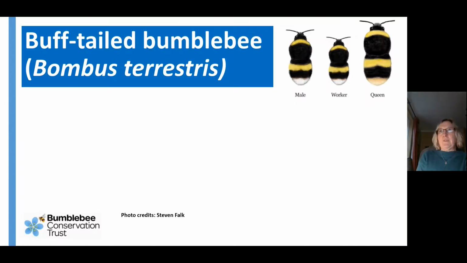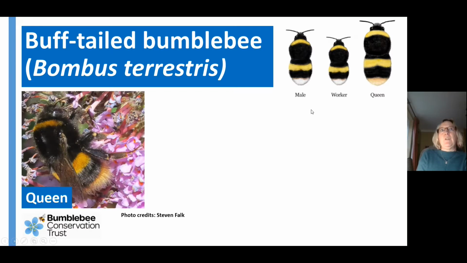We'll start with the buff-tail. So up here on the top, we have a diagrammatic representation of each caste of the species. So the male, the worker and the queen. And this is to just give you an idea of colour and pattern. All species have variation within them, but this gives you sort of the basic form of each of the species. And we'll use some photographs just to go along with those.